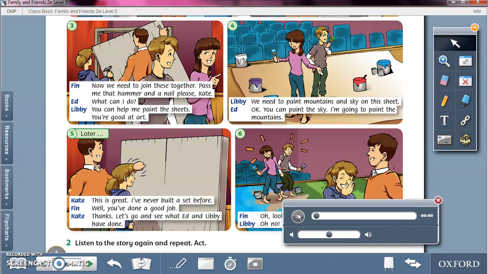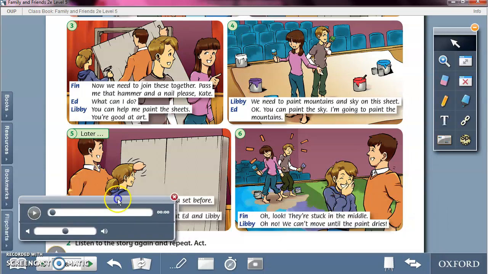This is great. I've never built a set before. Well, you've done a good job. Thanks. Let's go and see what Ed and Libby have done.